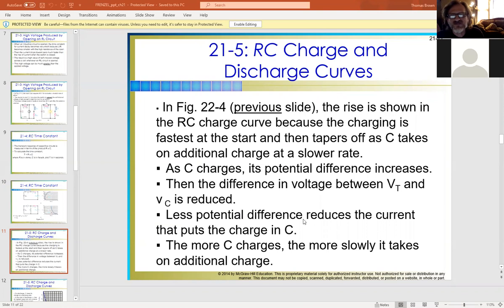So less potential difference reduces the current that puts the charge in C. The more C charges, the more slowly it takes on additional charge. And why is that? Now you have to remember, inside these capacitors we have a dielectric of some kind, whether it's a piece of mica, a piece of Mylar, or something like that. Basically, it's an insulator. It doesn't like charge. It doesn't want anything to do with charge, right?